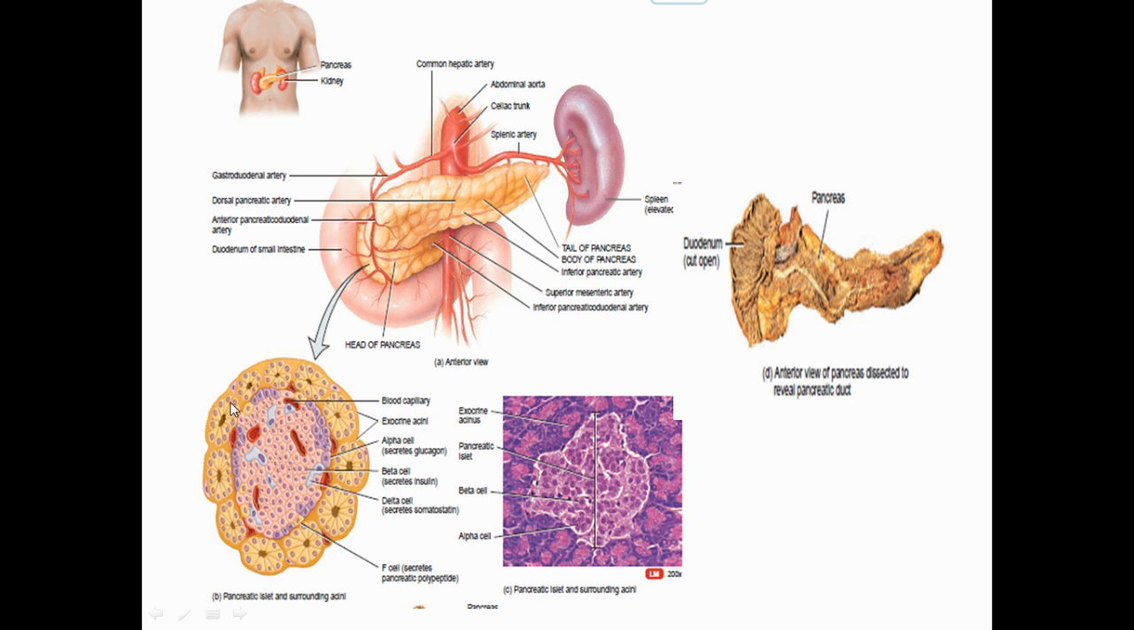Whereas the exocrine cells are present in the surrounding, surrounding the endocrine cells. You can see they are actually in the form of clusters. These cells are called the acini cells. So these acini cells have exocrine function. You can see here also the picture of the endocrine cells surrounded by the acini exocrine cells.